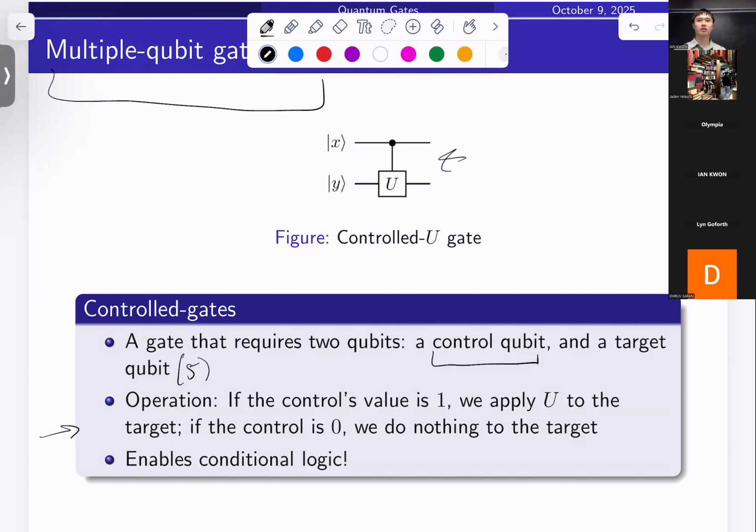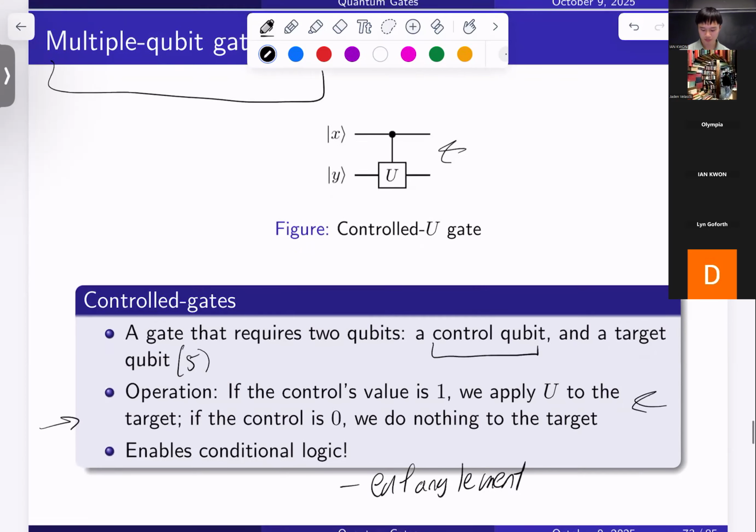Does that make sense, everyone? So yeah, just said here. This enables conditional logic because it's like if this, then do this, just like in classical. We know from your experience in programming that if, else if, whatever, is important. So this conditional logic is important for us. And it also enables entanglement because it is a multi-qubit gate. Okay, just as a remark.